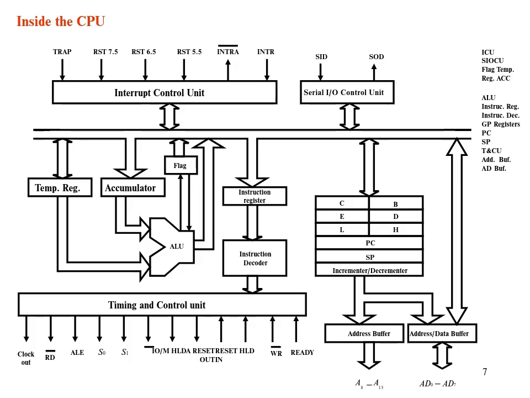The most important here is the ALU, arithmetic and logic unit, and the instruction register, which brings the instruction from the memory and executes and then operates. There are actually 12 important building blocks that must be there within the CPU, and I have listed all those here.